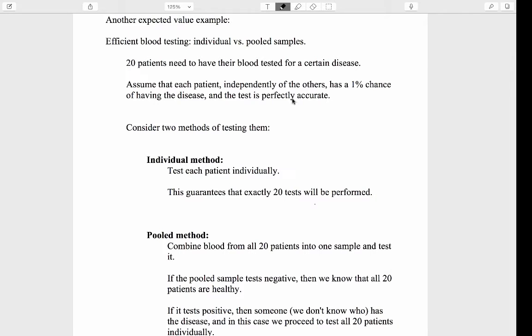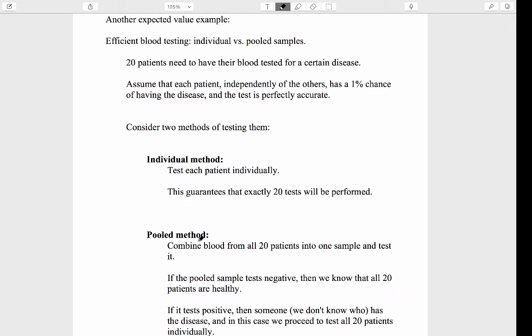We consider two methods of testing these 20 patients. One is the individual method. You test each patient individually. You probably thought that was the only thing you could do. You draw blood from each patient and apply a test to each individual patient's blood sample. This guarantees that exactly 20 tests will be performed. And you're thinking, well, what else could you possibly do?